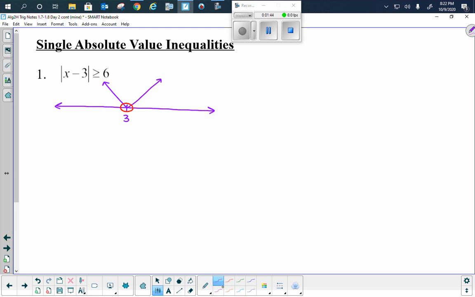Go back to labeling the absolute value. So on the right-hand side, the x minus 3, since this is a positive slope, if you thought of that as y equals x minus 3, that would be on that side. And the opposite of x minus 3 would be on this side, because if you distributed that, it'd be y equals negative x plus 3, and that would be a negative slope.